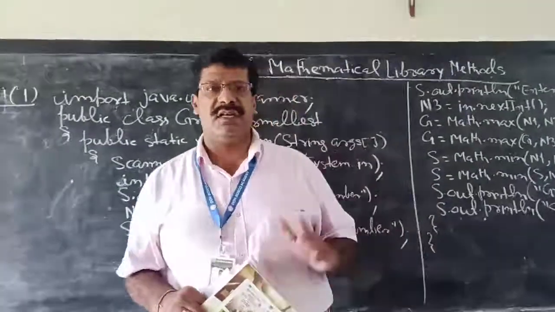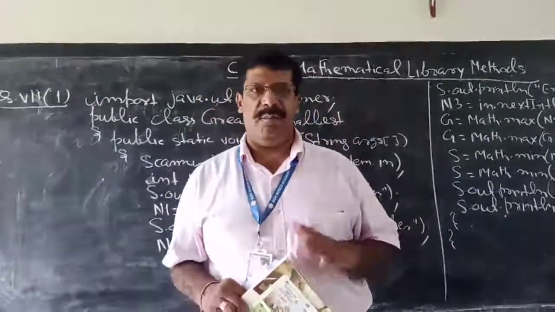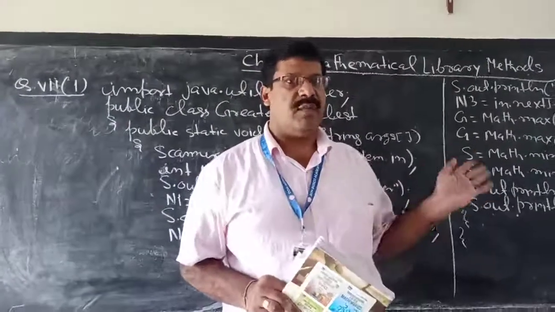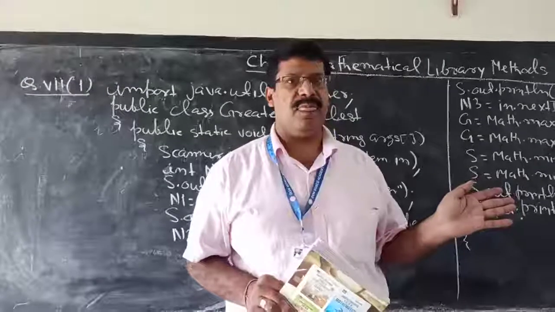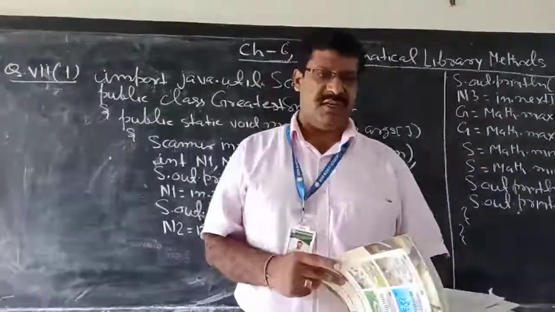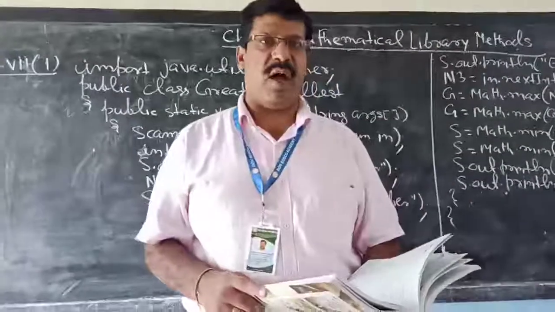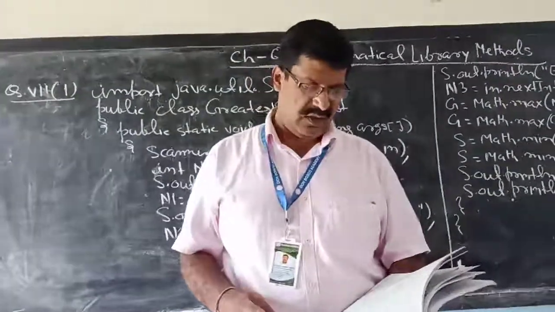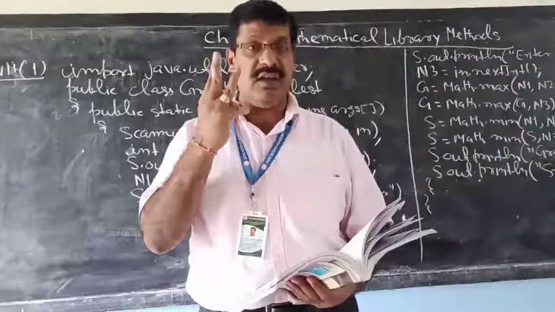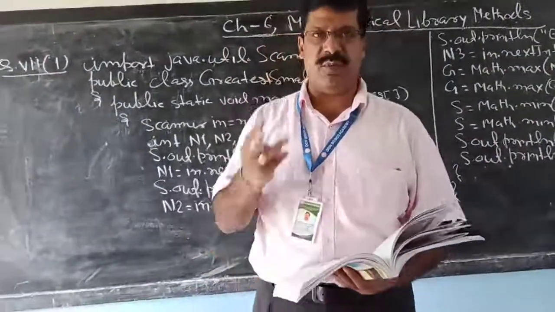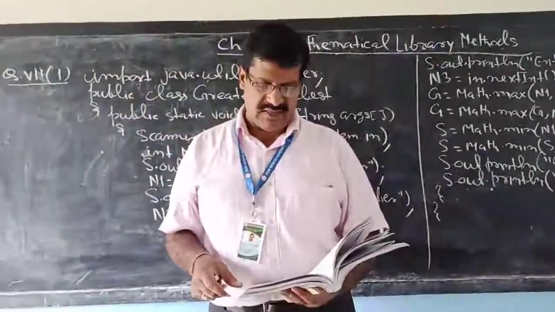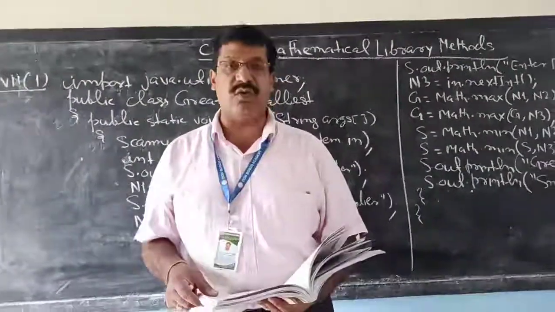Today we are going to discuss a programming question based on library methods, meaning how to use the library methods in our program to solve a mathematical problem. We are going to discuss question number 7.1, which is a programming question. Write a program in Java to input 3 numbers, and display the greatest and the smallest of the numbers.